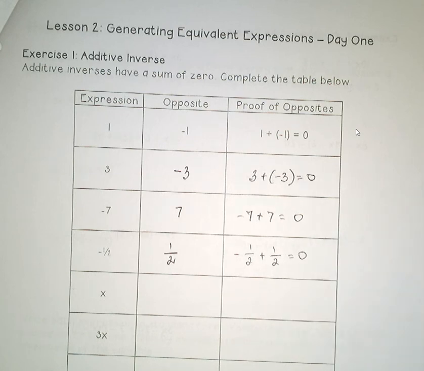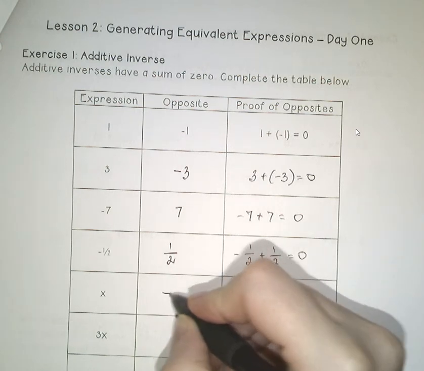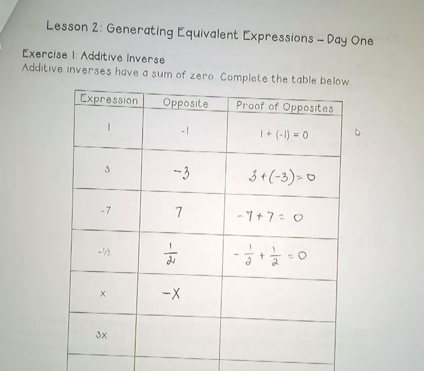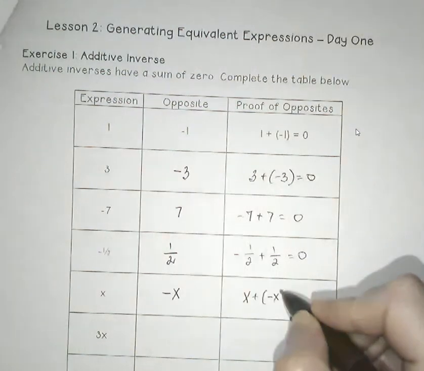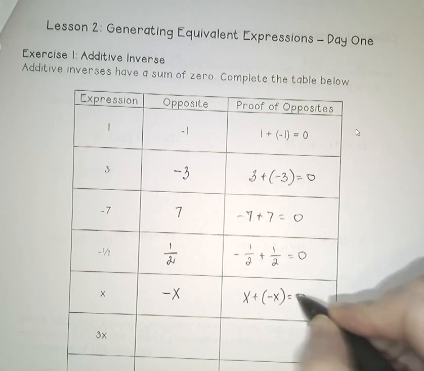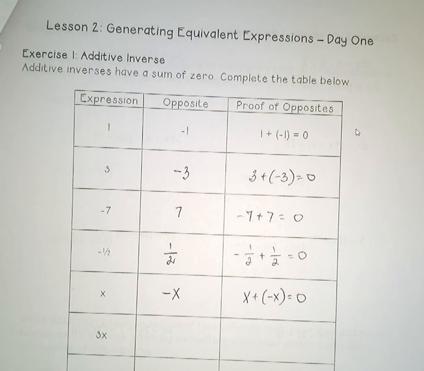What about x? What will be the opposite of x? -x. Whatever number x is, 5 or 10 or 100, the opposite of it is going to be -5 or -10 or -100. When I add x and -x, together they become 0. Any number that I can put instead of x, if I add the opposite of it, it's going to become 0.